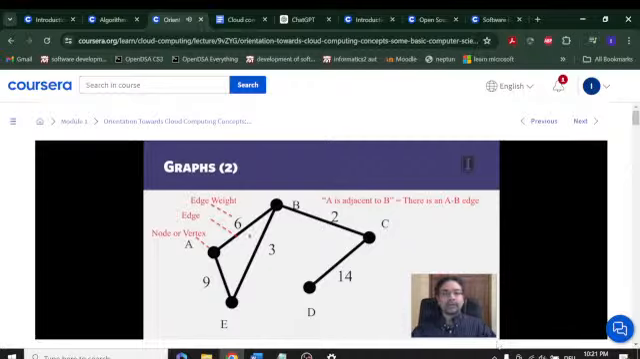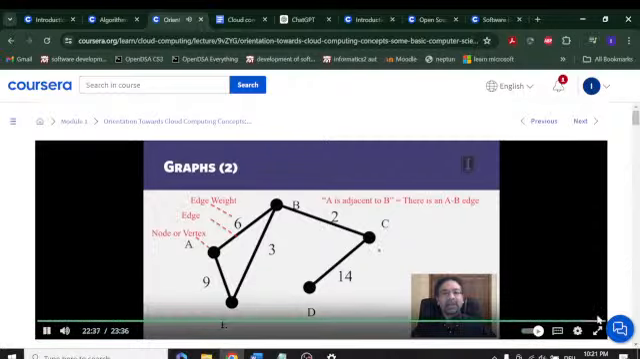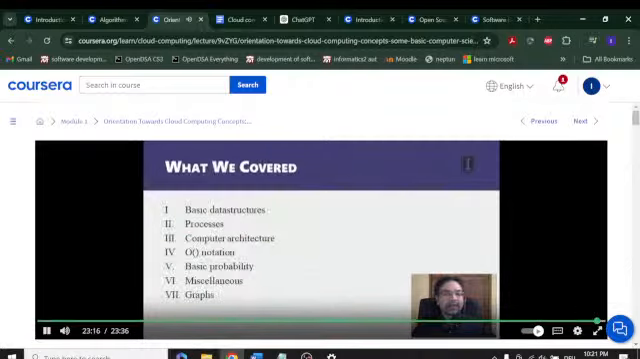So here, for instance, I have 1, 2, 3, 4, 5 vertices. And how many edges do I have? I have an AE edge, an AB edge, a BE edge, a BC edge, and a CD edge. So I also have 5 back to this as a reference whenever you need it throughout the course.